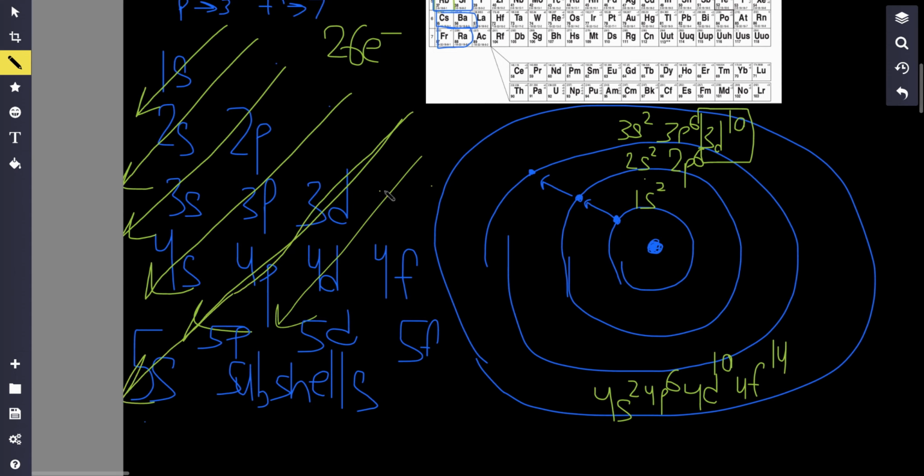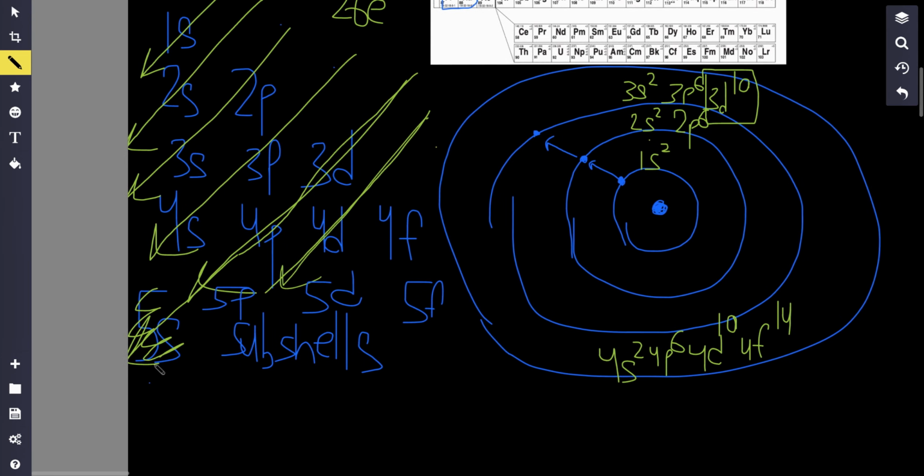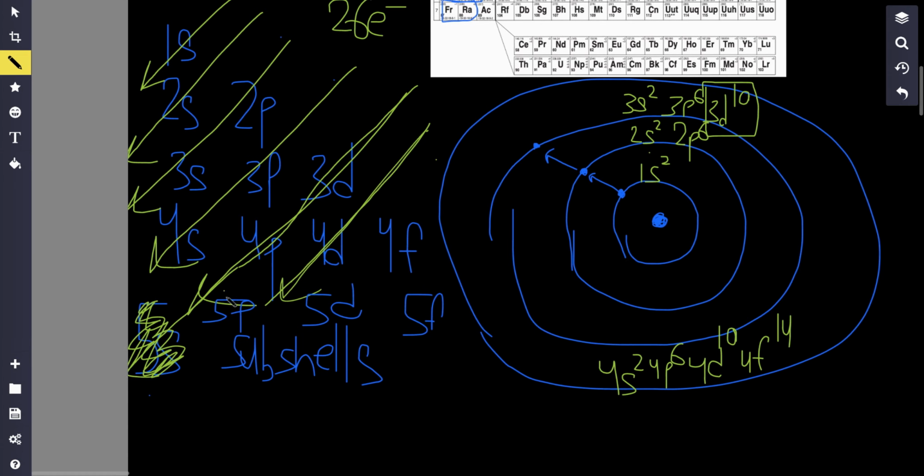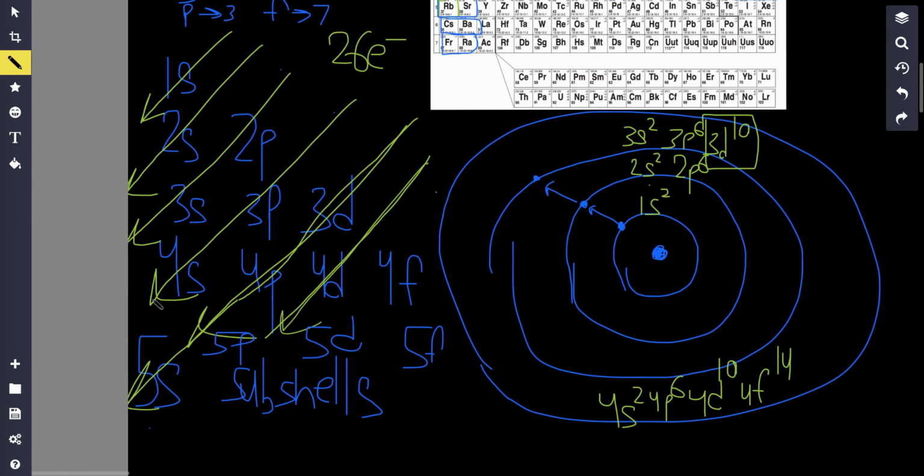So now you have the diagonals going downwards. You're just making sure that you're going in the correct order, because if I didn't write this 5s over here, then I would have gone straight to the 4d orbital, and that's not what's supposed to happen. You're supposed to go downwards first, and then you go up, down, like so. So if we start from 3d, then it's going to be 4p, and then after that it's going to be 5s.